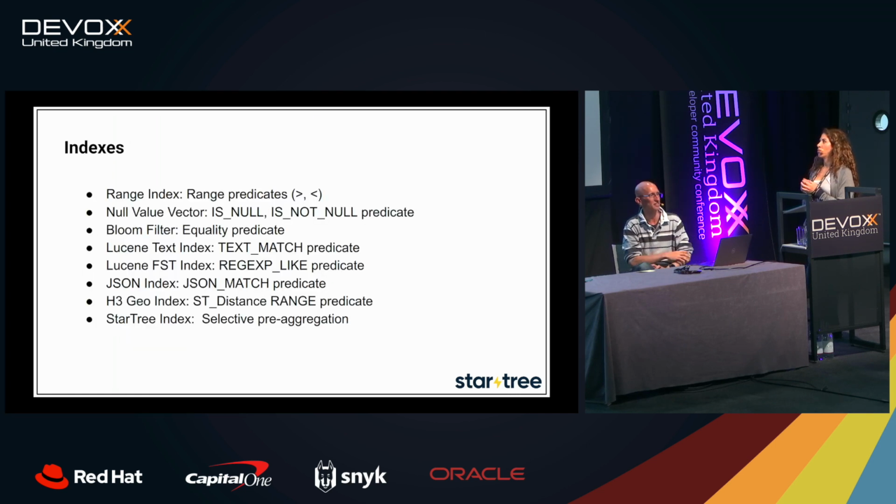But then on top of that, you can add indexes if you want to make it faster. The majority of indexes are used for when I want to filter by something. So you've got all this standard stuff: the range index, a null value index, a Bloom filter to filter out where I'm looking, and there's text indexing, JSON indexing. It's using Uber's H3 geo indexing. And then the last one is actually a selective pre-aggregation. We'll go into a bit more detail about that in a sec.